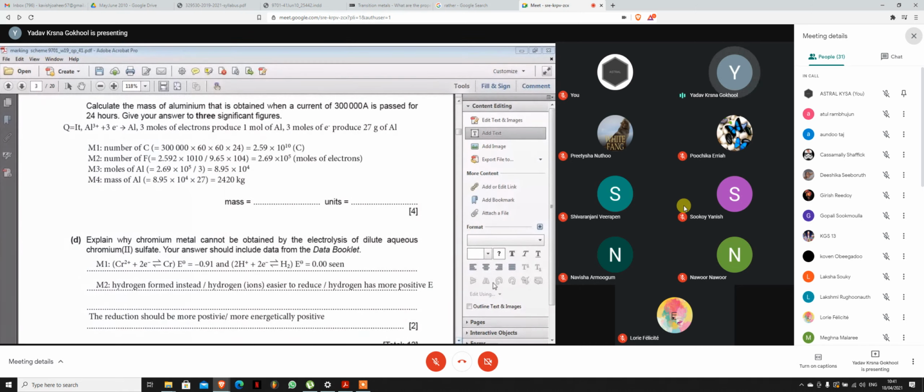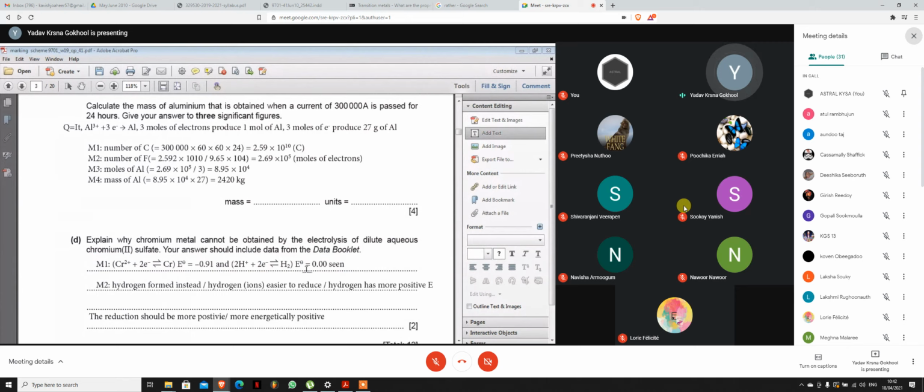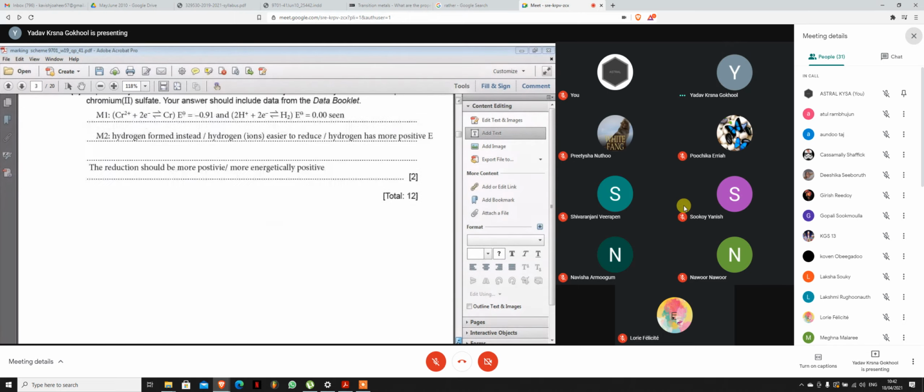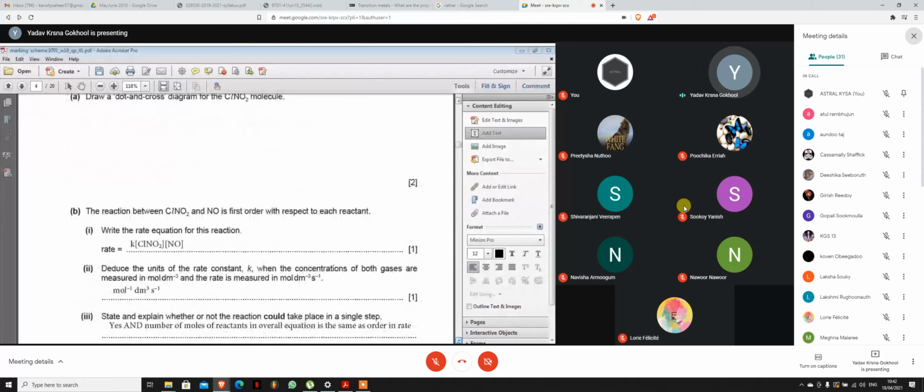Okay, so after having taken it from the data booklet, 0.00 minus 0.91. So this is going to be reduced more easily. Okay, we have it in paper 42 also. We are going to skip it over there. So the more positive E value gets reduced. Here, dot and cross diagram, I hope you could have worked it out. First order, both of them are first order.